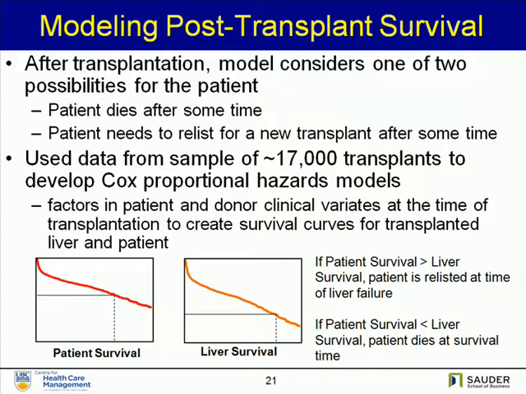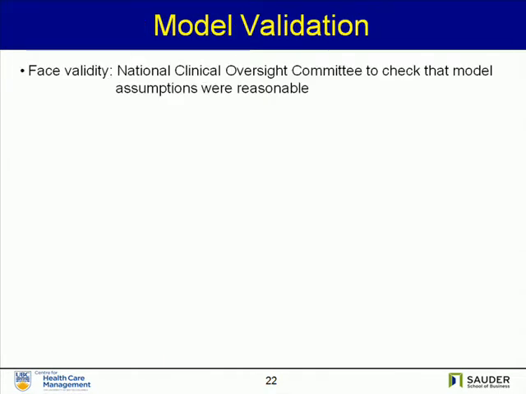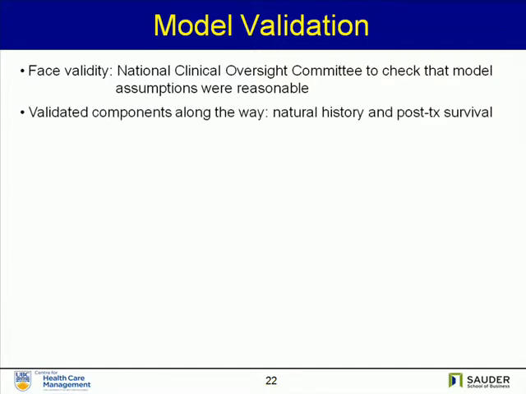And again, we think we could use these ideas to simulate end-stage renal disease and kidney allocation in BC and throughout Canada. How do we validate these models? Well, there are different steps of validation along the way. Early on, before we even start building a model, we have a level of face validity. We have a National Clinical Oversight Committee that checked that our model assumptions were reasonable before we even dove in and started building the model.